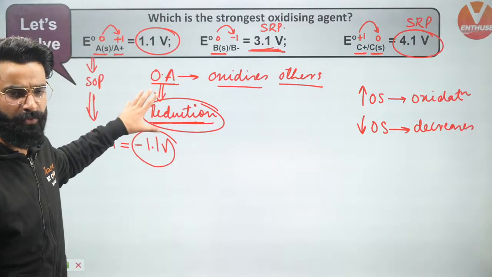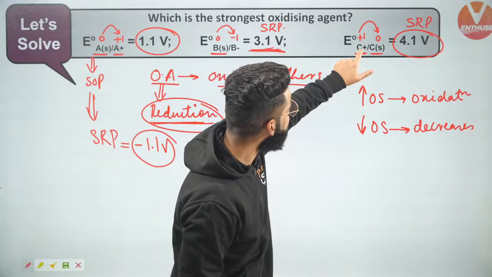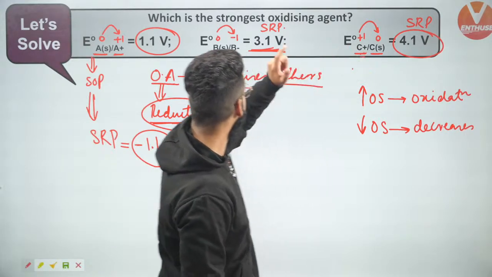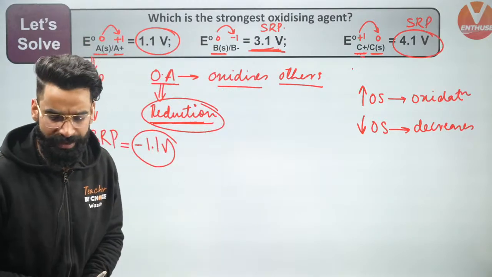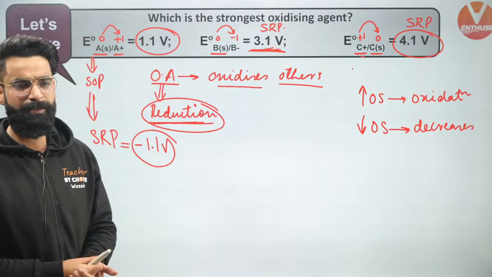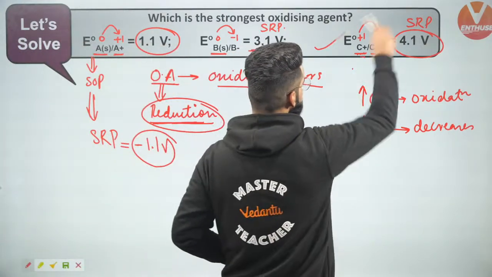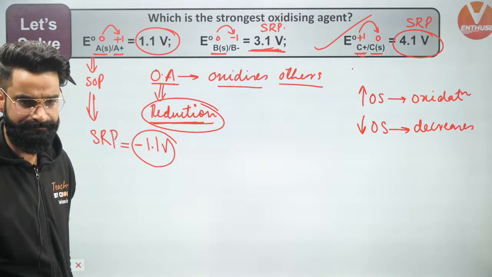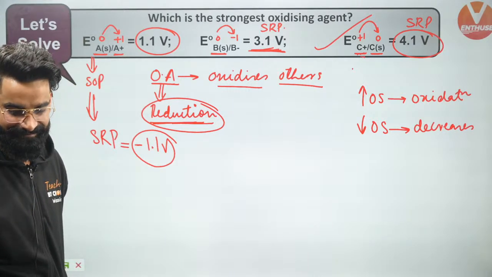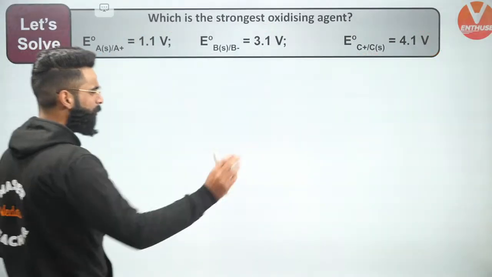Now, which one among the following has the maximum standard reduction potential? C has the maximum standard reduction potential. So it will easily undergo reduction. If it is undergoing reduction easily, it will be a better or strong oxidizing agent. So C is going to be the strongest oxidizing agent among all. Wonderful. This was the first question which you would have solved properly right here.